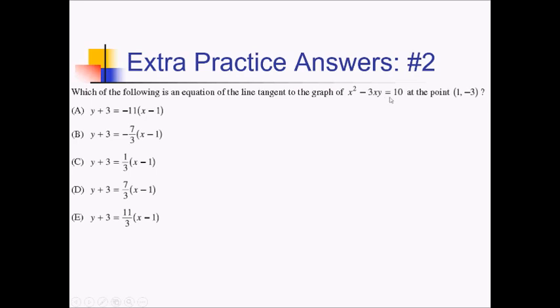So we're going to need the derivative, and we're going to have to use implicit differentiation because it's kind of hard to isolate y in this one. So going left to right, we have derivative of x squared, which is 2x. And now we need a product rule to handle this -3xy.